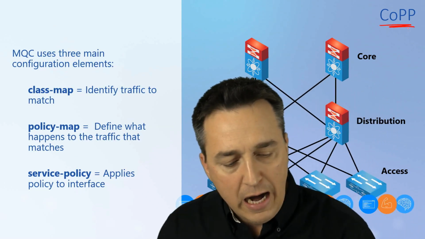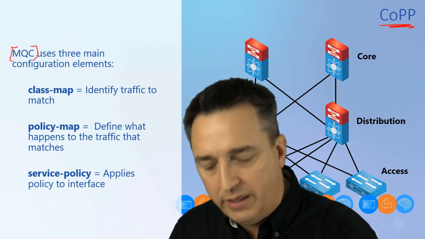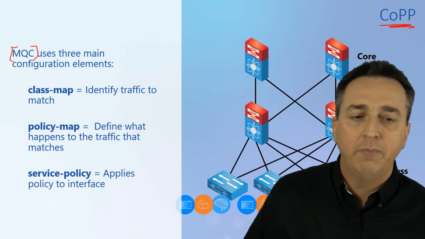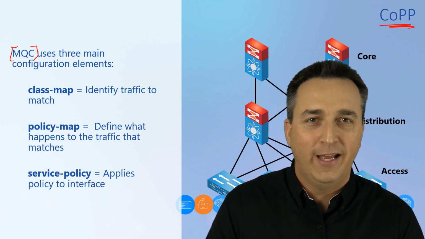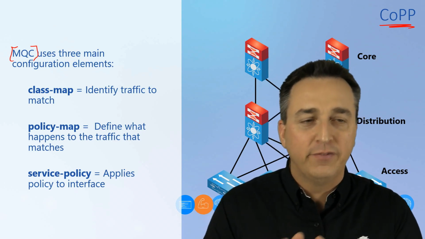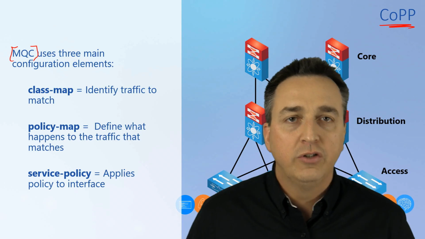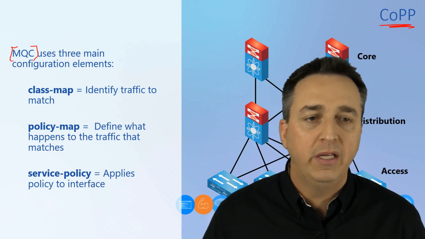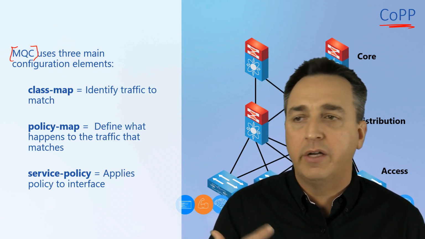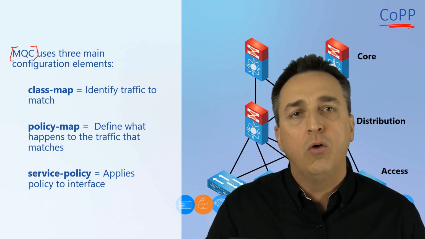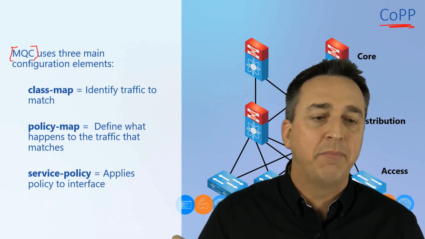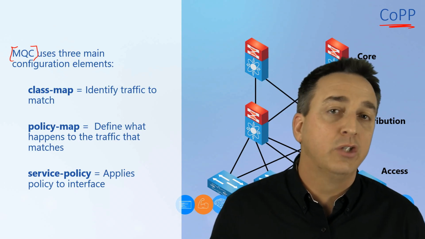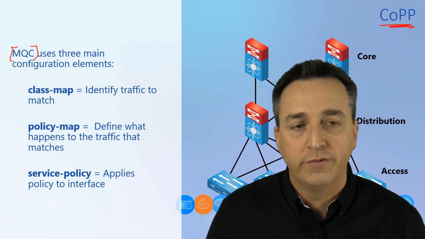Now, to implement CoPP, we're going to use a construct called the MQC. The MQC is the Modular Quality of Service Command Line Interface. The MQC wasn't invented for CoPP. The MQC was invented for quality of service. And it's how we can implement quality of service on a device by specifying class maps, policy maps, and applying a service policy, all for quality of service.